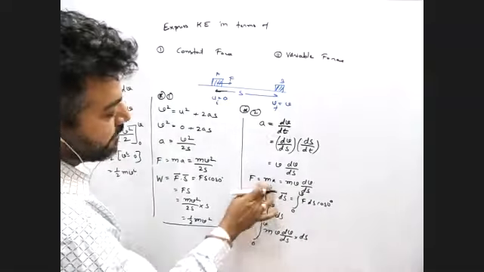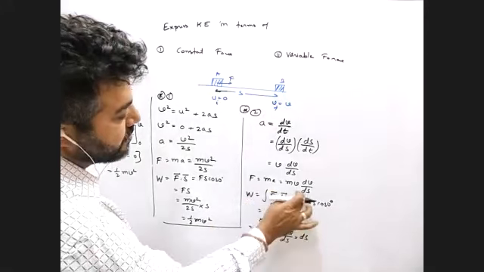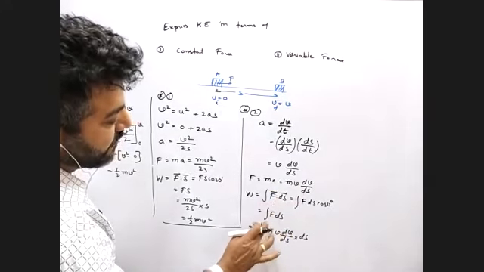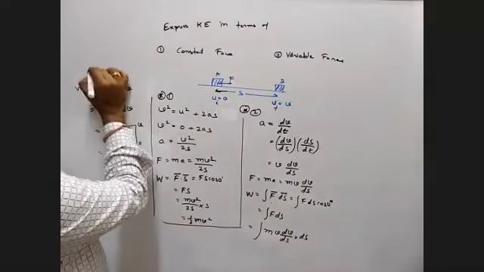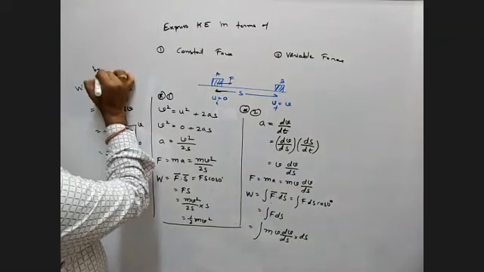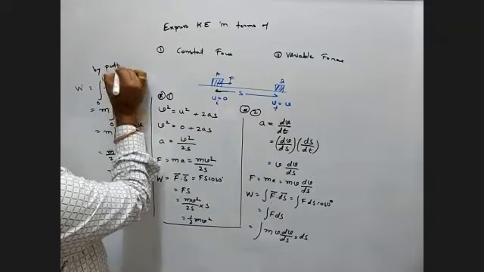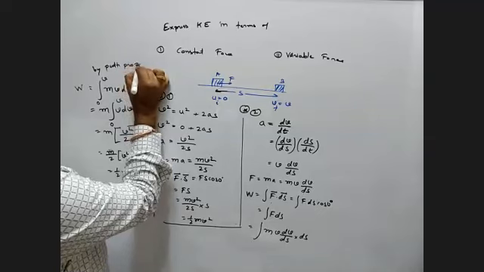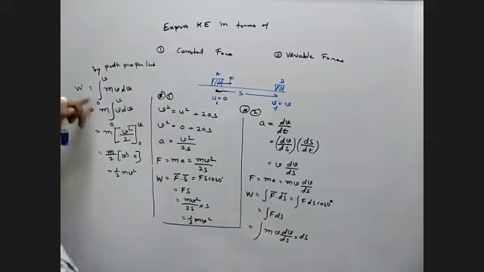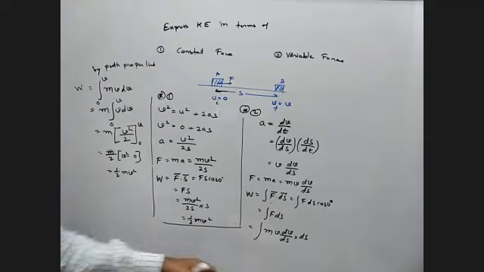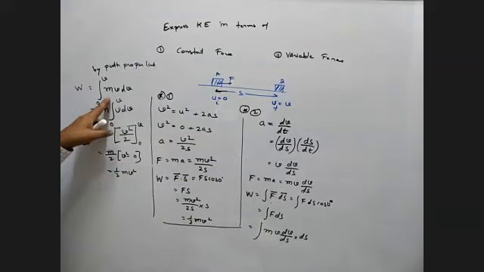If you don't want to put it here, you don't give it here, no problem. Then after this you can write it by putting proper limits. You can put it here also, so you will not have to write it again and again. 0 to v. Now m is outside because it is constant, integral of v dv.